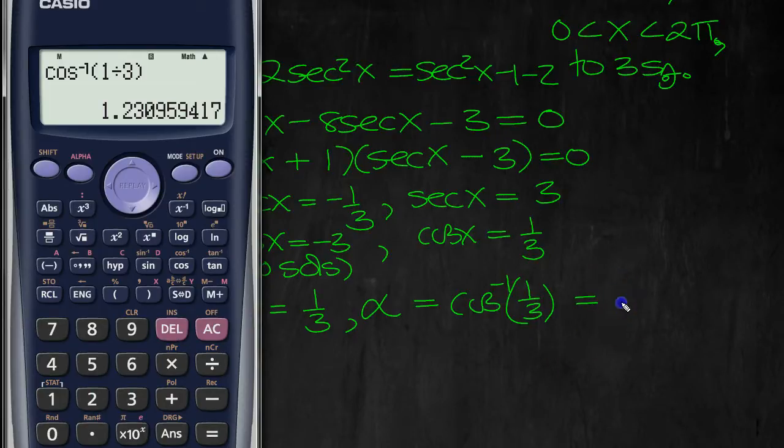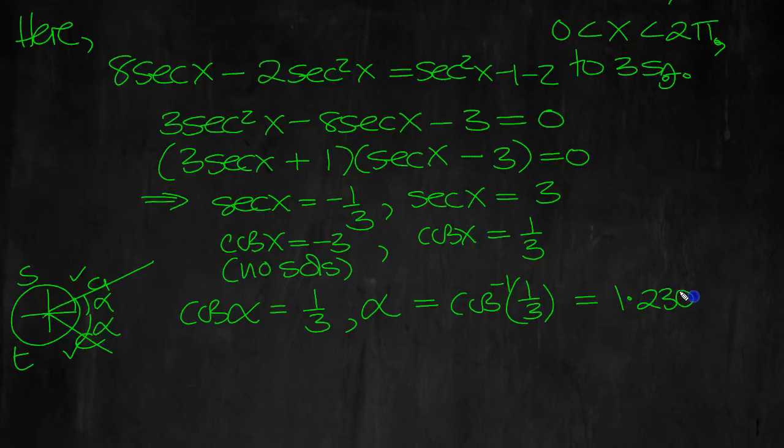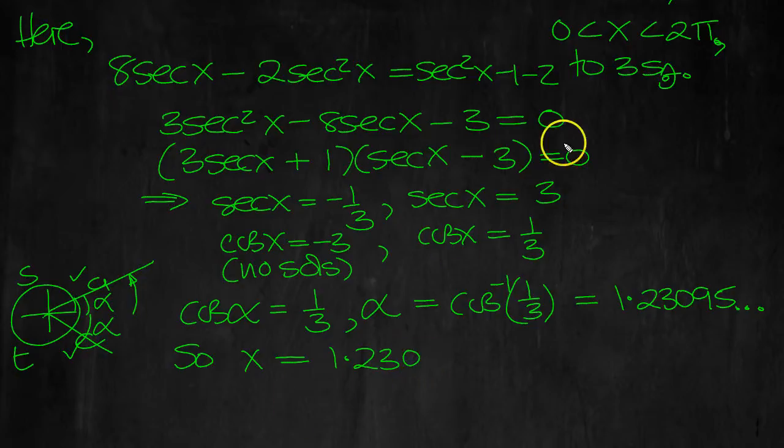1.23095. So x is equal to then, the first solution between 0 and 2 pi will be here, which will be the 1.230. Now the question said the 3 significant figures, so it's just 1.23. 3 significant figures. And the other one, x is equal to, well, it would be around here, wouldn't it?